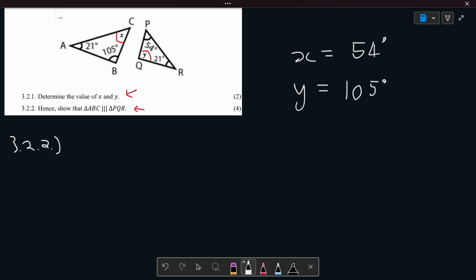It's similar. As you can see from the symbol over here, it's three vertical lines, so that means it's similar to triangle PQR. Whenever they say hence, as you can see the word hence over here, hence just means with the information that you know, or therefore, show that. Because remember, in the last question, we were asked to determine the values of X and Y. And because now we know the actual values of X and Y, now we can actually show that the triangles are similar. And that is what hence means, with the information that we know.